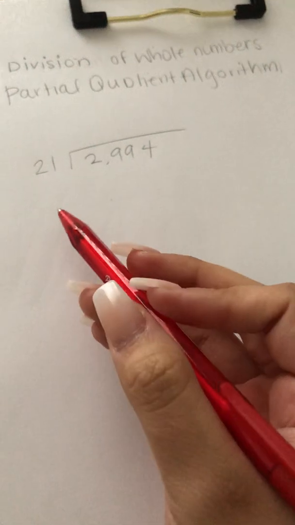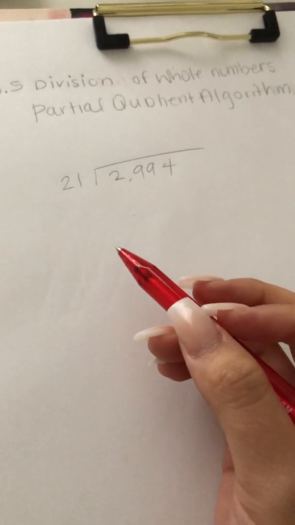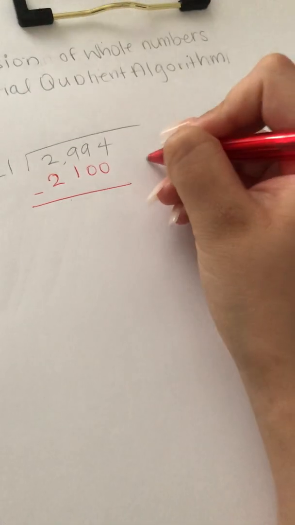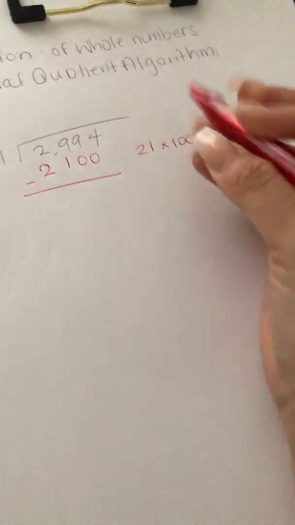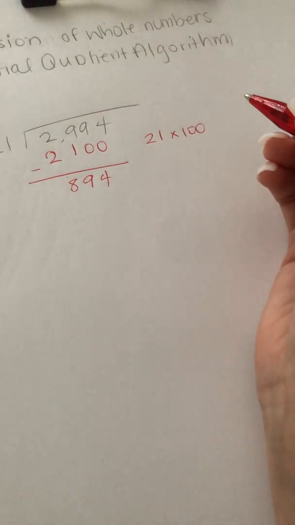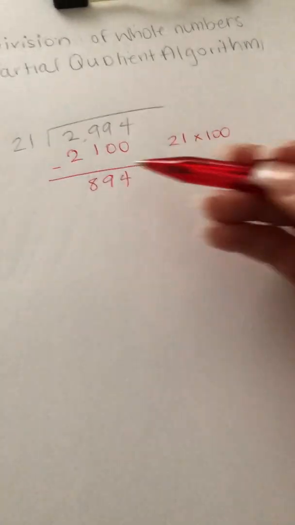So how many times? I know that 21 times 100 is 2100, and I'm going to subtract that. So I get 894. I know that I can't do 21 times 100 again because that's way too big.